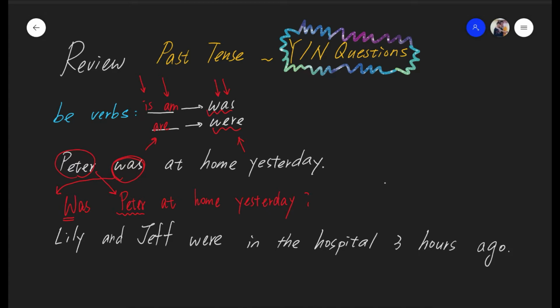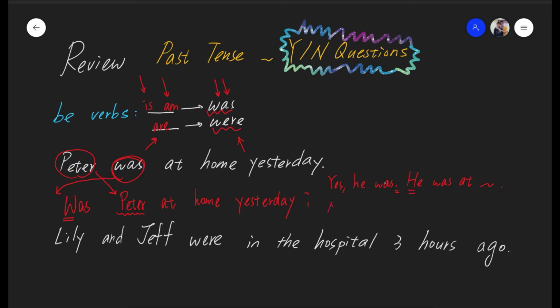Now, how do we answer these yes/no questions? In this case, if the answer is yes, Peter is he, so yes, he was. And then, he was at home yesterday. Now remember, after the period, you need to make sure that letter H is a capitalized letter.